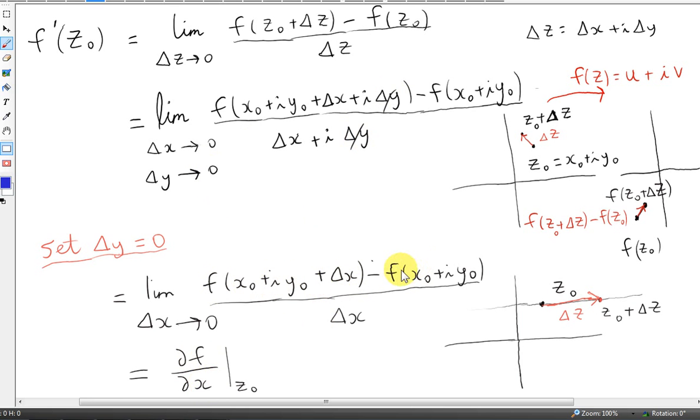So here we have the function at z0, this term here, but over here all we've done is changed x by an amount delta x, so we haven't changed y, and we've divided everything by the change in x. That's just the definition of the partial derivative, but the partial derivative evaluated at z0.